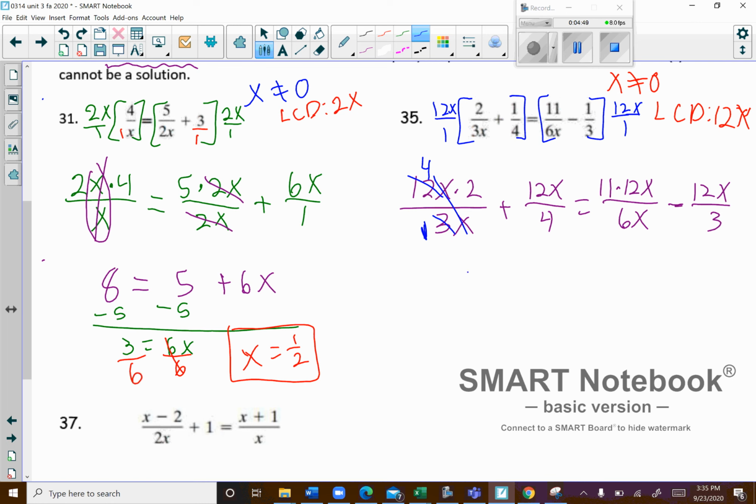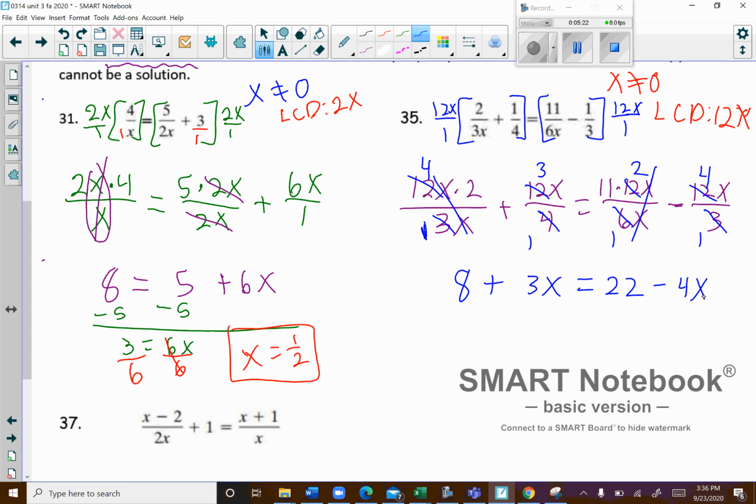So 4 times 2 is 8. And then plus, let's see, the 4 cancels with the 12 down to a 3. So that will become 3x, and then equals. And then right here, let's see, the x's cancel out. Then the 6 and the 12. So the 12 reduces to a 2. 2 times 11 is 22. And then the 3 and the 12 will reduce down to a 4, and then the x is still going to be there, so that will be a 4x, so minus 4x.